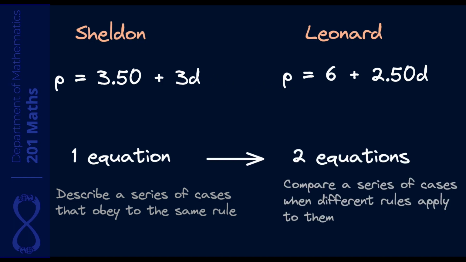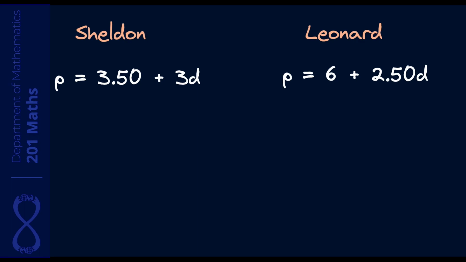So with two equations, we can compare a series of cases when different rules apply to them, right? Here, there's going to be one rule for Sheldon and another one for Leonard. They charge according to different equations, different models, different rules, whatever you want to call them. For any given distance that you travel, you have three possible scenarios. 1, Sheldon is cheaper. 2, Leonard is cheaper. Or 3, they charge the same.